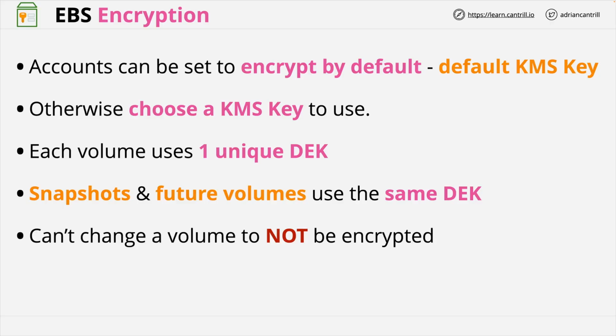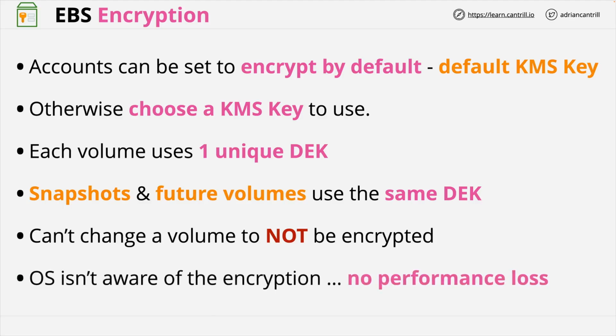And that's another really important point to understand. The OS itself isn't aware of any encryption. To the operating system, it just sees plain text because the encryption is happening between the EC2 host and the volume. It's encrypted using AES 256, so between the EC2 host and the EBS system itself.